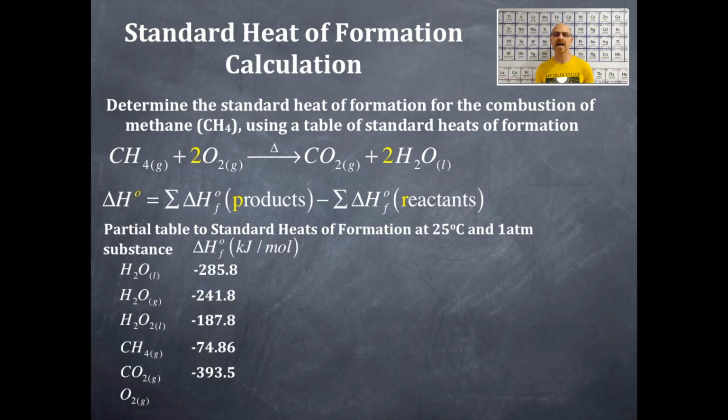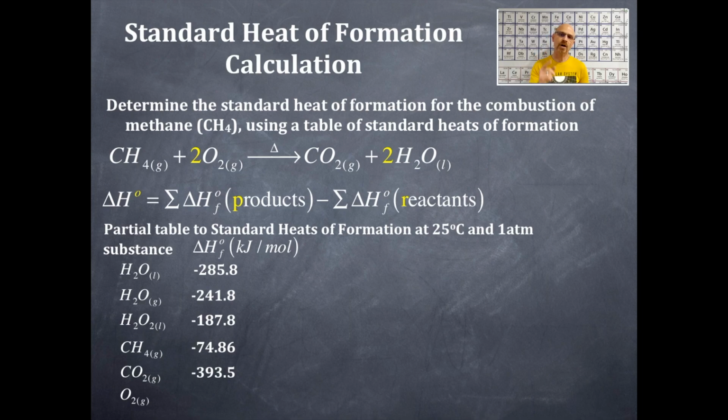Then from that data table in your textbook, you will find the following information here. I've included a partial table because I don't want to write out the whole table. These are standard heats of formation at 25 degrees Celsius and 1 atmosphere. Delta H naught of formation means formation of that compound from its elements in standard conditions, and those standard conditions are 25 degrees Celsius and 1 atmosphere. That's what that little superscript circle denotes.